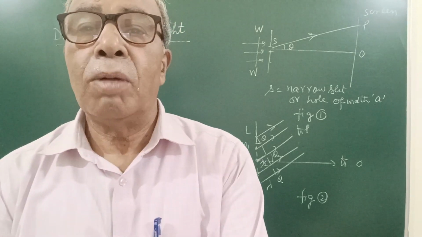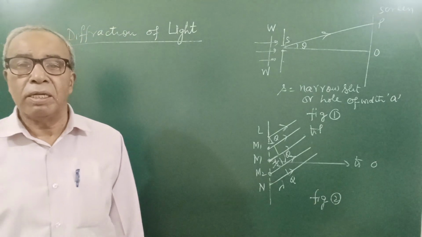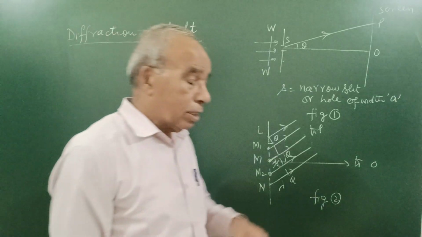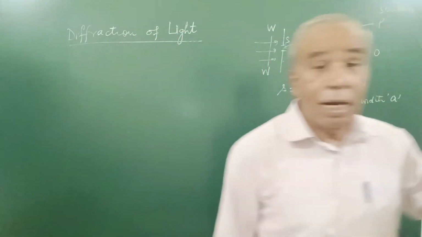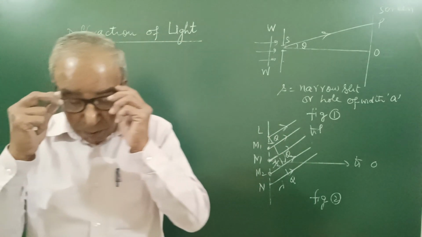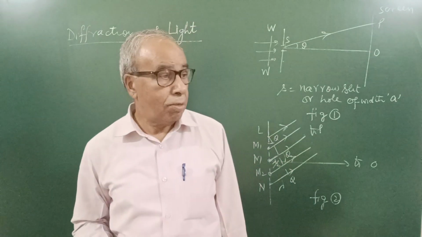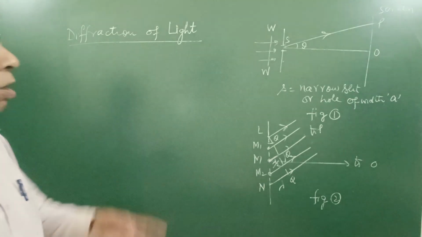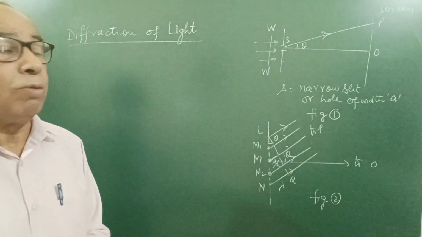Well, dear friends, now we come to the main topic, diffraction of light. In the last video, I explained the meaning of diffraction as well as the condition of diffraction. And I told you that diffraction is a common property of waves. Whatsoever the wave is, electromagnetic or mechanical, when a wave crosses an obstacle in its path or passes through a narrow hole, it bends around the corner. This is a property of waves.